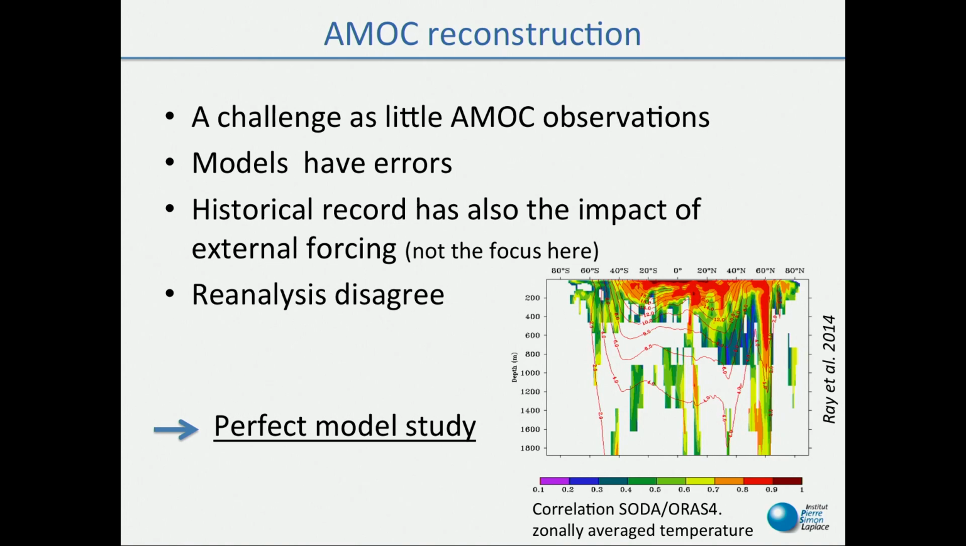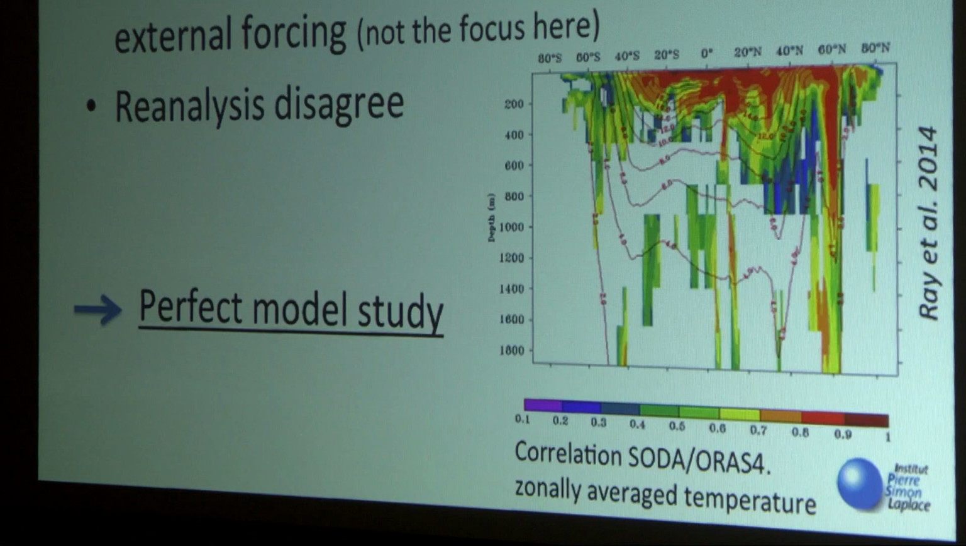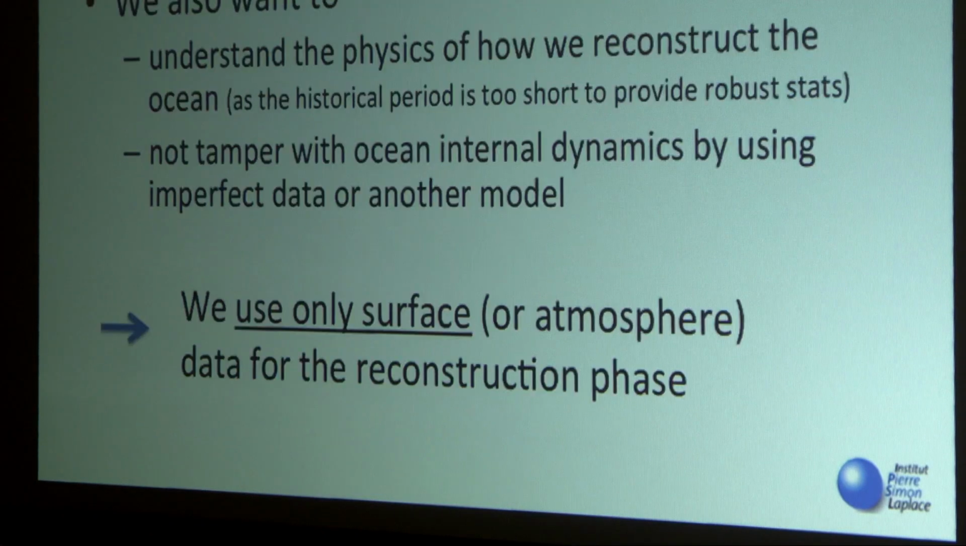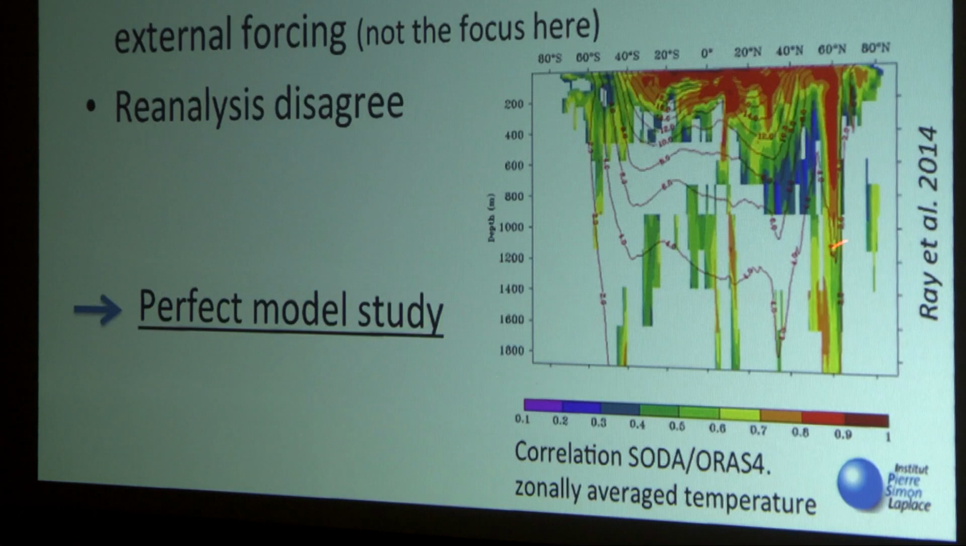The other big problem, and Alicia showed that Monday, is that ocean reanalyses don't agree. This is an example of work by Sulagna Ray, showing the correlation, zonal mean, depth and latitude, between SODA and RS4 for the last 50 years. Basically, the region where they agree is down to 200 meters, maybe a bit in the North Atlantic, but in the rest, where all the decadal information would be, the reanalyses don't agree. That's a real problem. What is the real ocean, what has been the real ocean in the last decades?